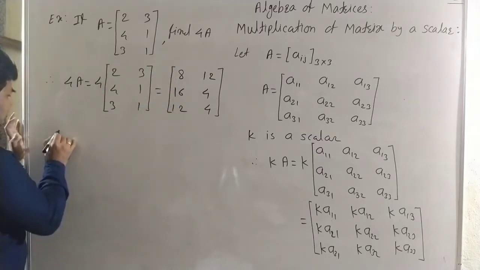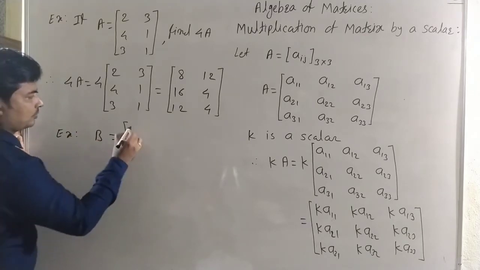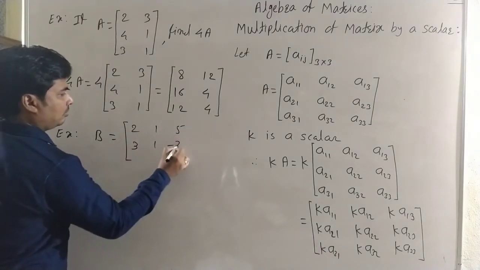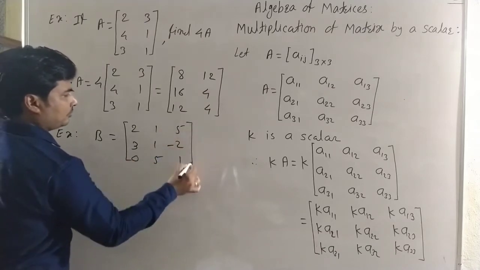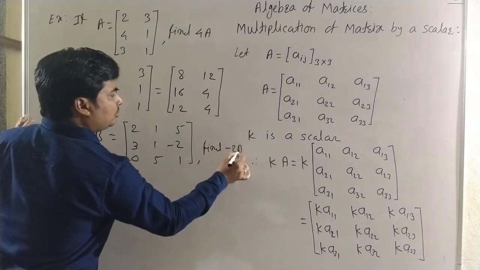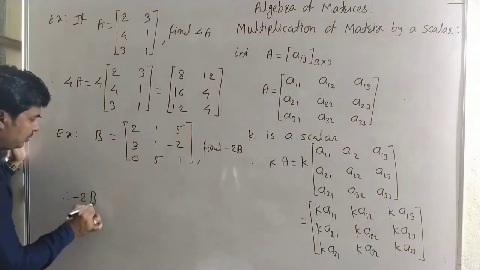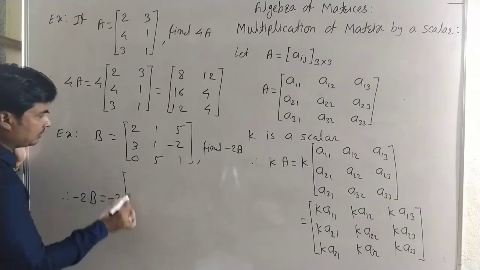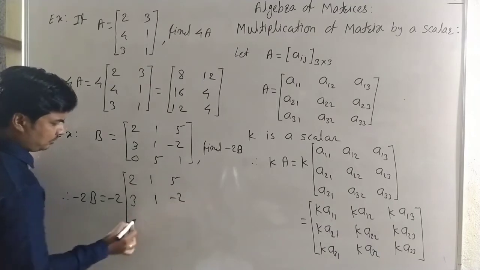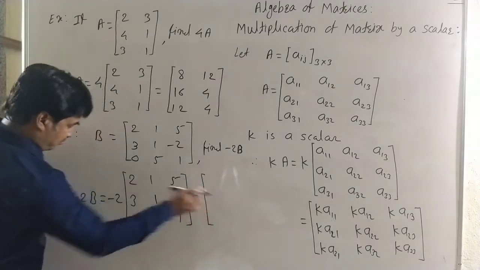Now we see another example. If B is equal to the matrix 2, 1, 5, 3, 1, minus 2, 0, 5, 1, then find minus 2B. See carefully here. Minus 2B means we multiply the matrix B by minus 2. Matrix B is 2, 1, 5, 3, 1, minus 2, 0, 5 and 1.